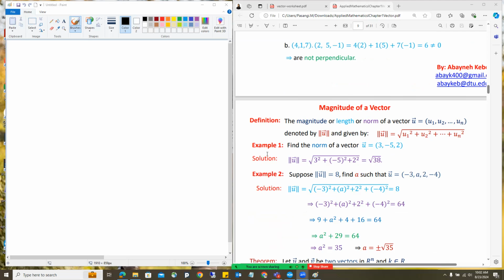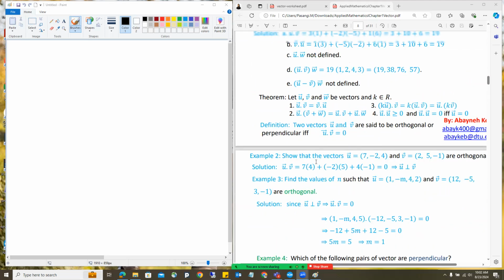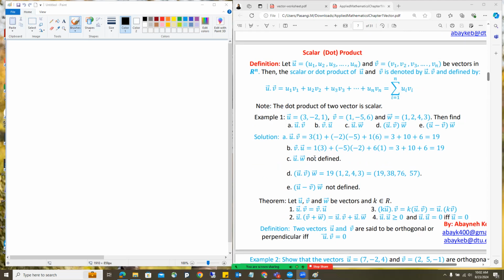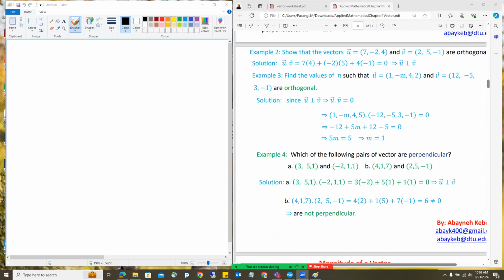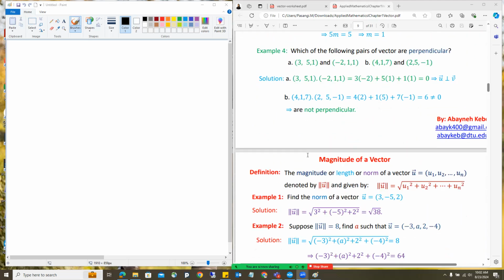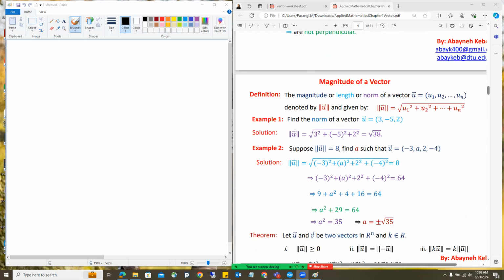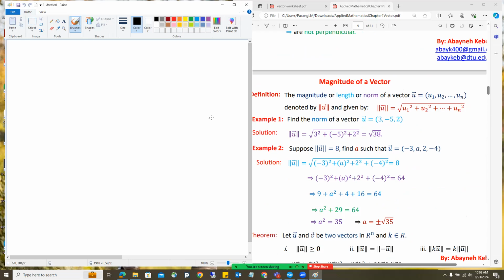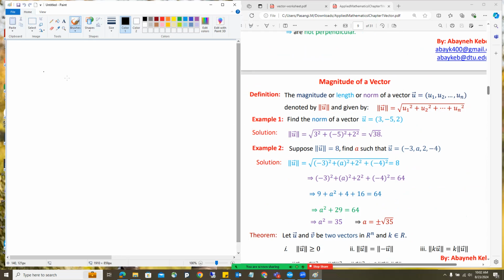So I think we already stopped from here, scalar product or the dot product. Today we will be moving to the magnitude of a vector. When it comes to magnitude of a vector, as we already discussed, a vector has both the magnitude as well as the direction. So that's why it's coming under vector.